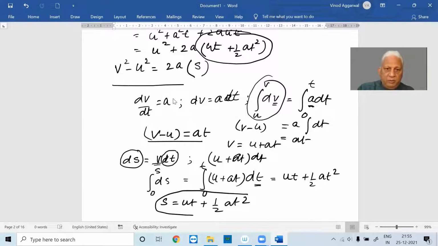So we arrive at the same formula as before: s is equal to ut plus half at squared. And again, we have to keep in mind that a is constant, otherwise we cannot take this thing out of the integration part. Okay.